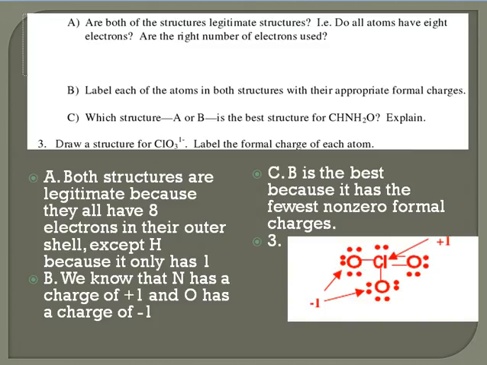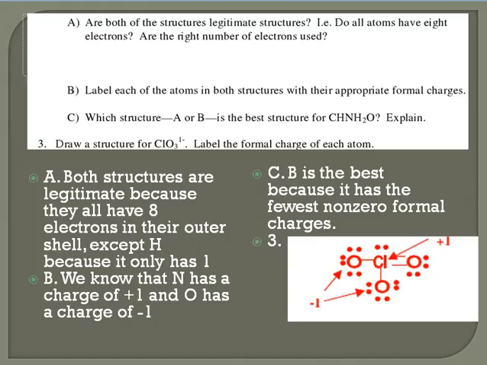For B, we are asked to label each of the atoms in both structures with their appropriate formal charges. Since we know that nitrogen has a charge of +1 and oxygen has a charge of -1, the reason why we know this is because we're going to be counting up the total number of electrons in each element and then distributing the charges accordingly.